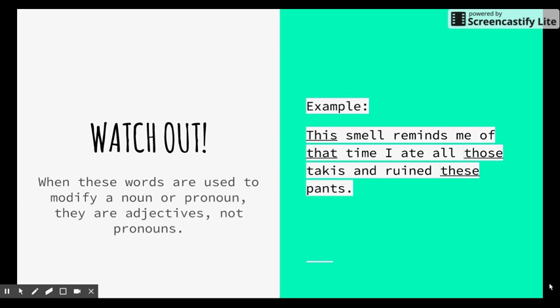See, what we've got here is the word this, which can be a demonstrative pronoun, but here it's telling us which smell. And then we've got that, which can be a demonstrative pronoun, but right here is telling us which time. Those is telling us which Takis, and these is telling us which pants. So all 4 of these, though they can be demonstrative pronouns, in this case, they're all being used as adjectives. So that's really something you got to watch out for. It's not necessarily about the word, but it's really about how it's being used in the sentence.